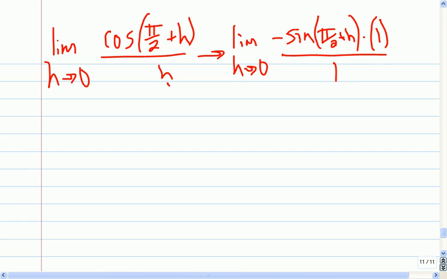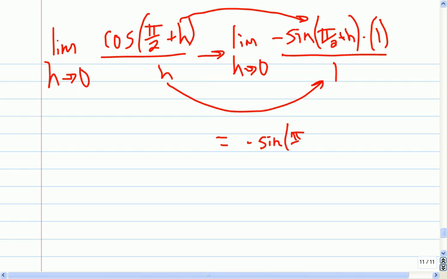Okay, so h becomes the 1. That's the derivative of the bottom. That's the derivative of the top. So this will be just the negative sine of pi over 2 plus 0, which is the negative sine of pi over 2, which was the same answer I had before, which was negative 1. So it could be done either way, whether it was L'Hopital's or the definition of derivative.